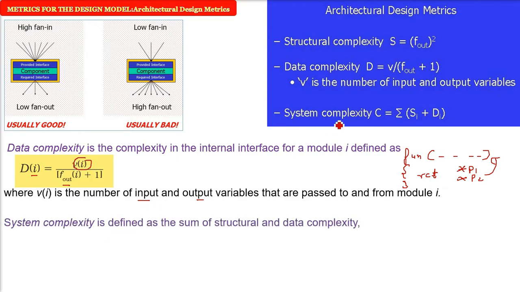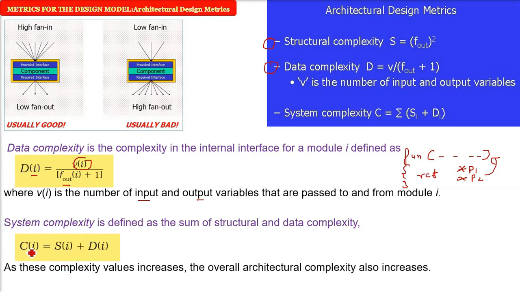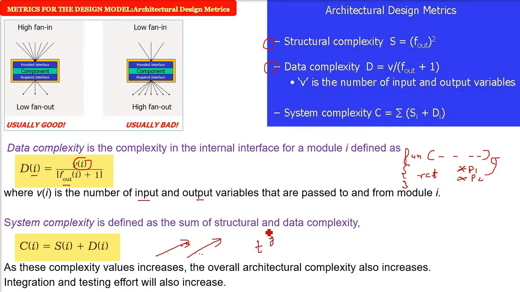Coming to system complexity, in the architectural design metrics, just add the structural complexity and the data complexity. This is the system complexity, because we already talked about the fan out and input output. So for all these complexities, the complexity value, if it increases, the overall architecture complexity will increase, and thereby the effort in integration and testing of these modules will increase.